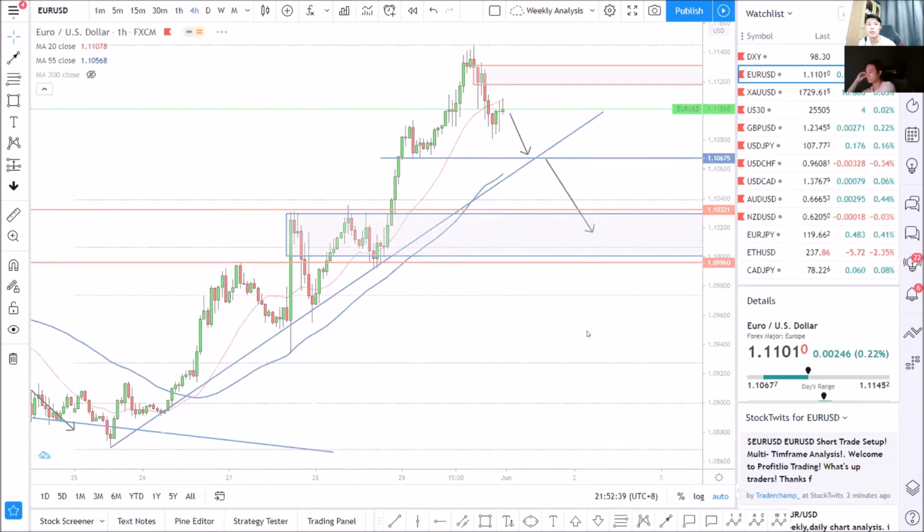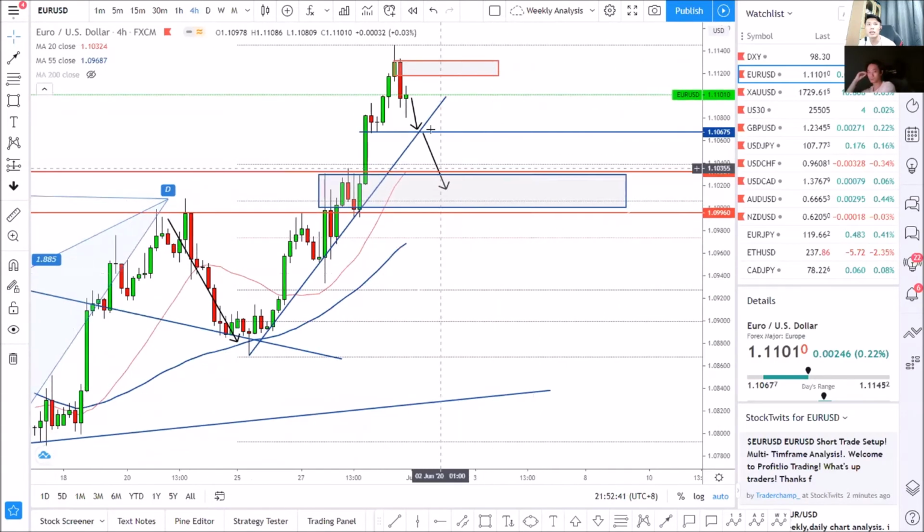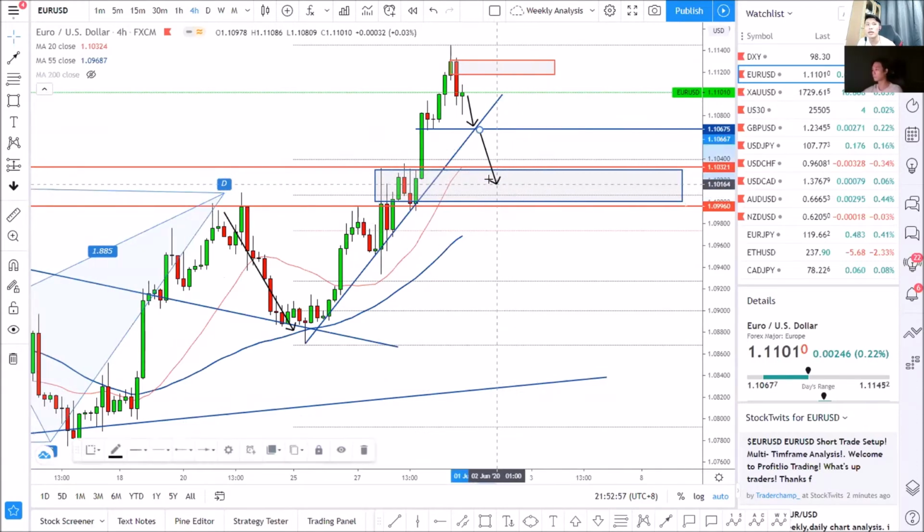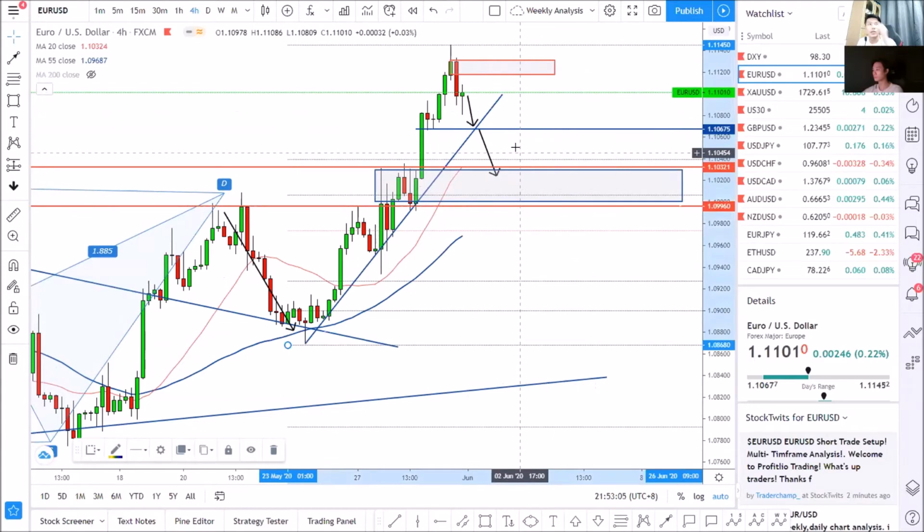And if you look at the 4 hourly chart, if it breaks lower, we can see the 55 MA, and the 20 MA is still moving up. So the area between these two moving averages can also be utilized as a demand zone or as support to look for a buying opportunity. So these are the two levels to watch out for: 1.1067 and from 1.1032 onwards. All right, so that's for euro dollar.